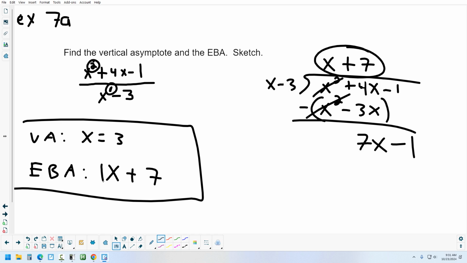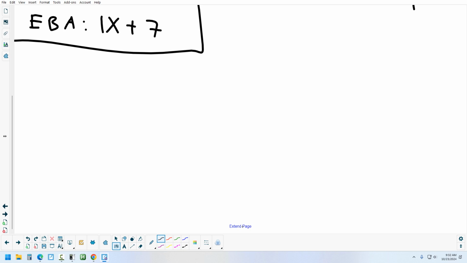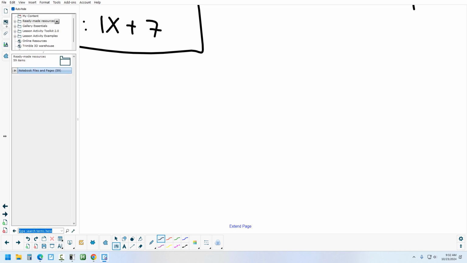Okay? And that's important to remember. A slant asymptote takes the place of the horizontal. You cannot have both. Okay, so let's get a piece of graph paper and see if we can sketch that.